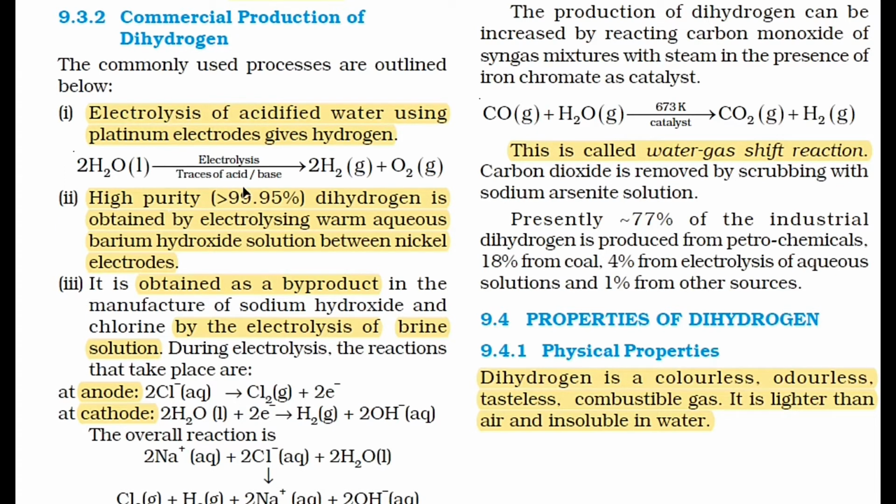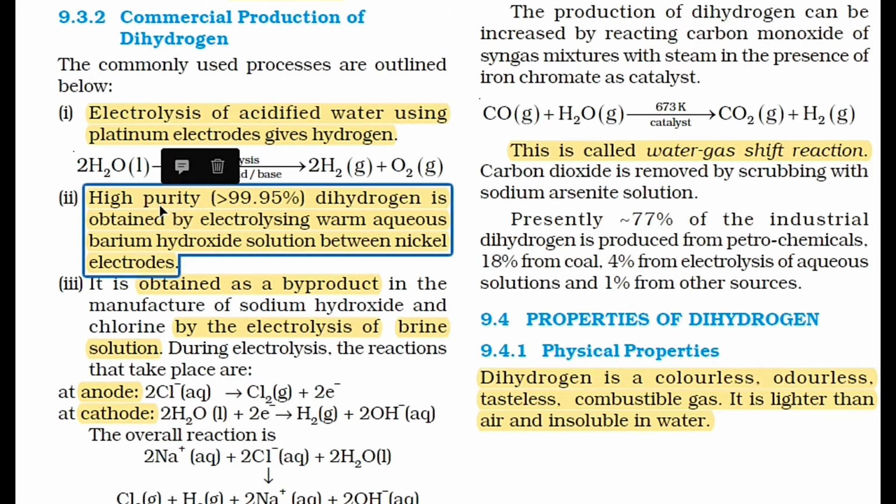High purity, about 99.95% dihydrogen, is obtained by electrolyzing warm aqueous barium hydroxide solution between nickel electrodes. It's a factual point to be remembered. The aqueous solution of Ba(OH)2 is also called baryta water. So on electrolysis between nickel electrodes, it can produce dihydrogen on a large scale and with high purity.